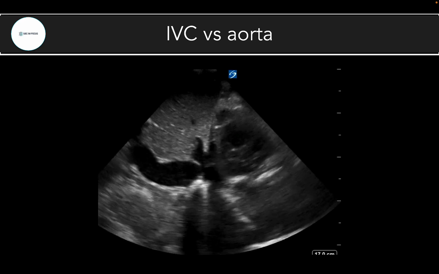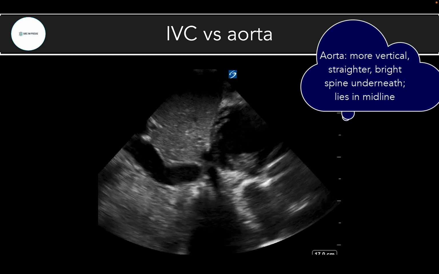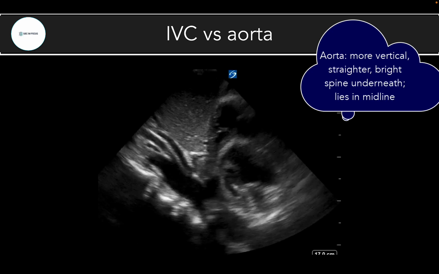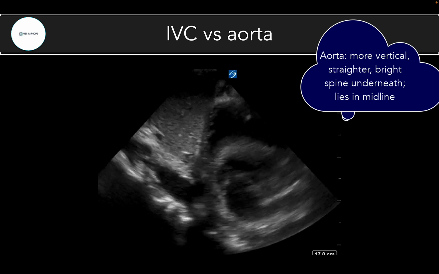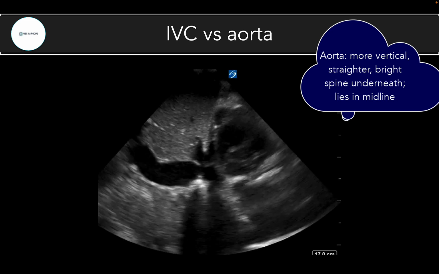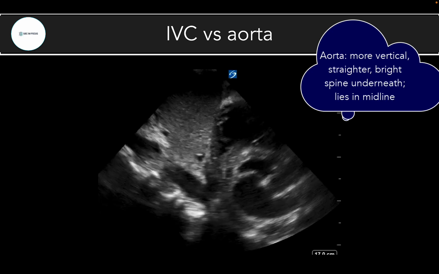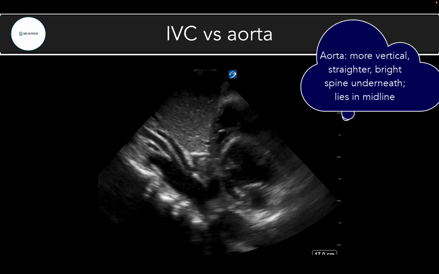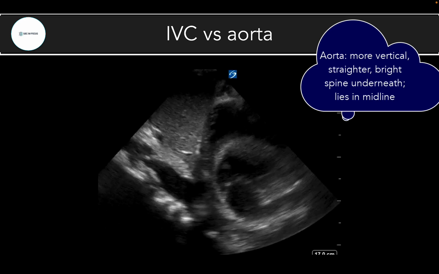In addition to your systematic scanning approach that we talked about earlier, other clues that can help you are that the aorta will always be to patient left compared to the IVC. The aorta will appear as more vertical and straighter in long axis. It will appear pulsatile with thicker walls, and you'll see the bright hyperechoic spine beneath it. You also won't see it enter the right atrium, nor will you see hepatic veins drain into it. And if you're not sure what structure you're seeing, I always suggest fanning or sliding back and forth in the long axis, and the IVC will always lie to patient right.